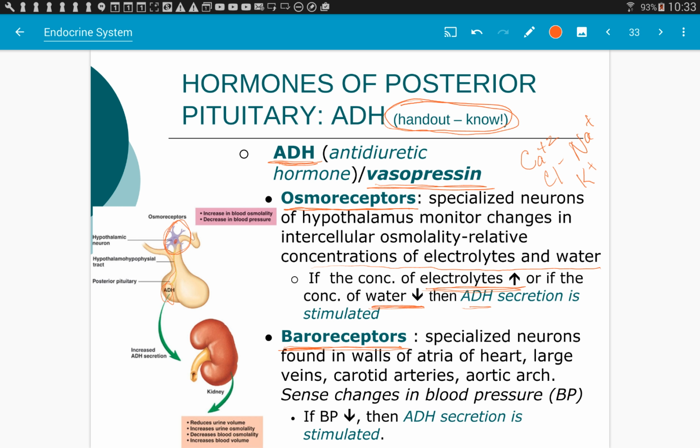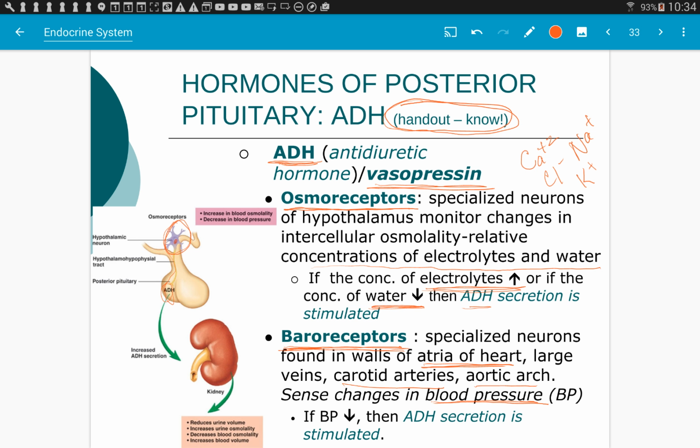So we have pressure receptors, baroreceptors, in our heart. Look in the atria of the heart, there are baroreceptors. There are also baroreceptors in large veins, the carotid arteries, and the aortic arch. I did mention on Wednesday that there are receptors in the heart, in the atria, that will detect the pressure. And so those receptors are baroreceptors. Their job is to sense changes in the blood pressure within the heart or the aorta itself.